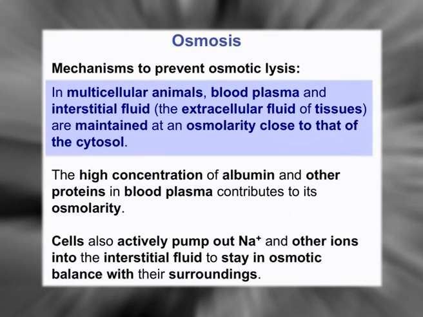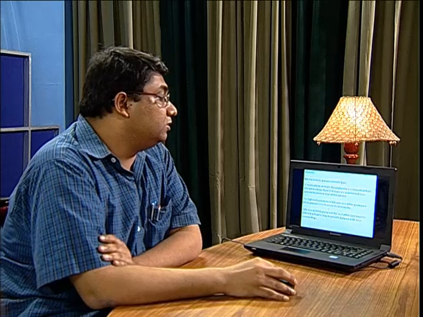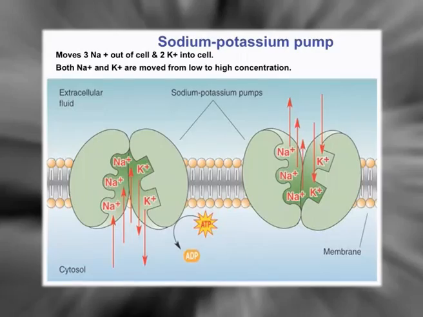In multicellular animals, they have a different strategy. They usually keep the osmolarity of blood plasma and extracellular fluid at a similar level to that of intracellular fluid. Consequently, there is a balance of osmolarity and that avoids osmotic lysis. Say, in blood plasma, there are a lot of proteins, for example albumin and many other proteins, which increase the osmolarity of blood plasma to the level of the osmolarity of intracellular fluid. Now cells also pump out huge amounts of sodium ions and many other ions into the extracellular fluid to lower their own osmolarity and match it with that of extracellular fluid. In this way, they can balance the osmotic pressure and prevent osmotic lysis.